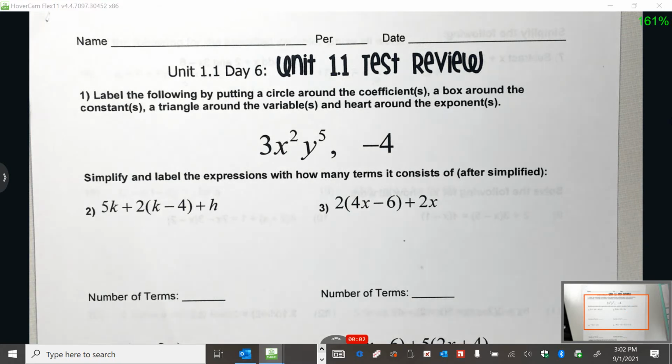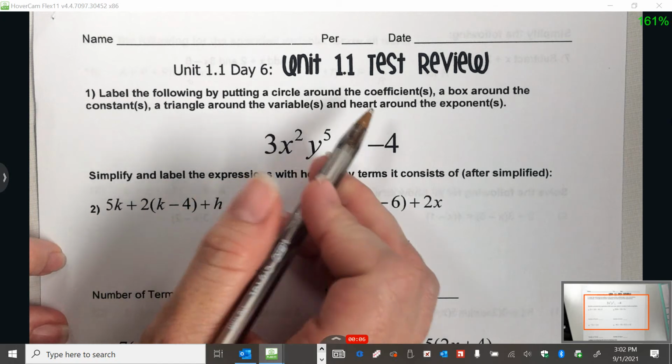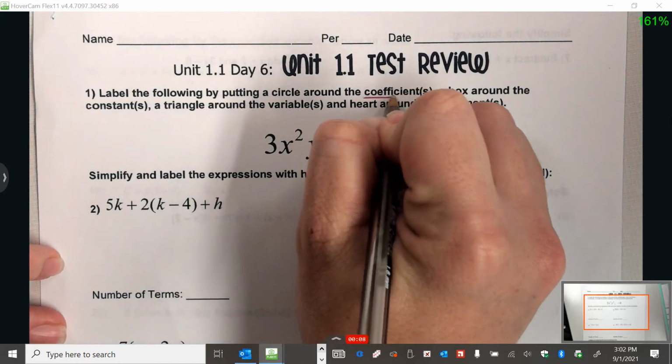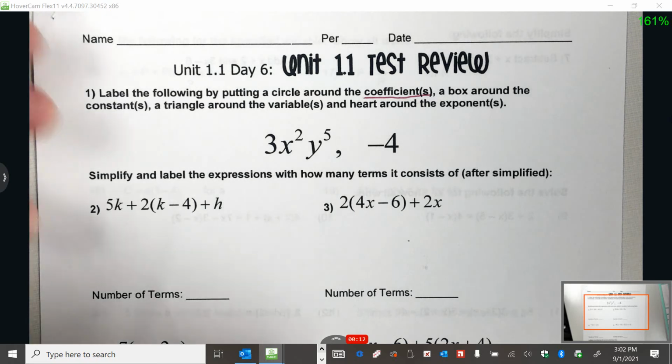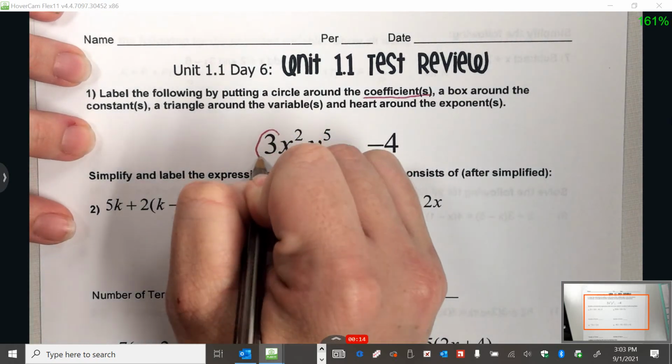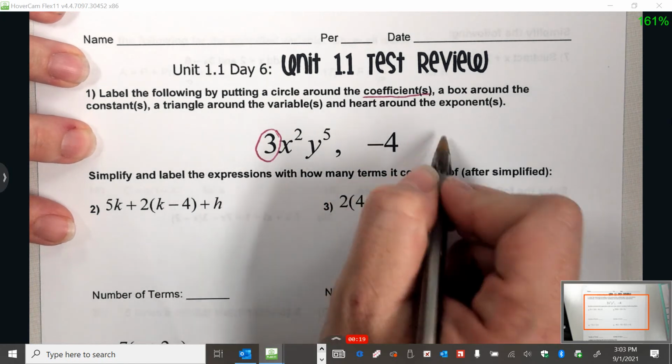All right, Unit 1.1 test review. Okay, so it says label the following by putting a circle around the coefficient. So coefficients are your numbers in front of letters. So my coefficient is 3. Okay, now I'm looking at this term and this term. That is not a coefficient because there's no letters.